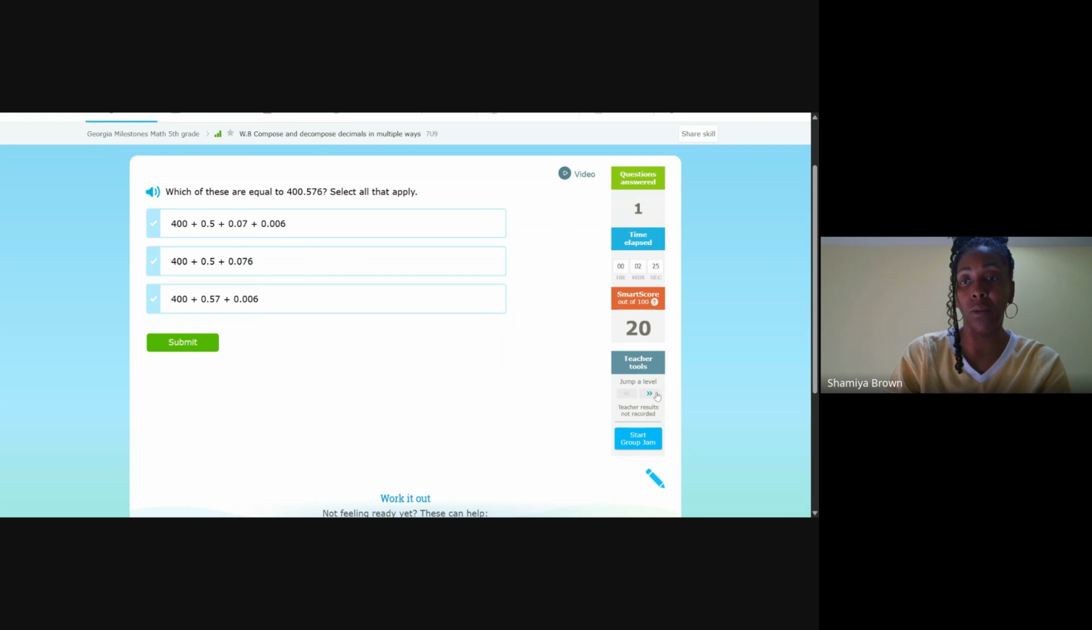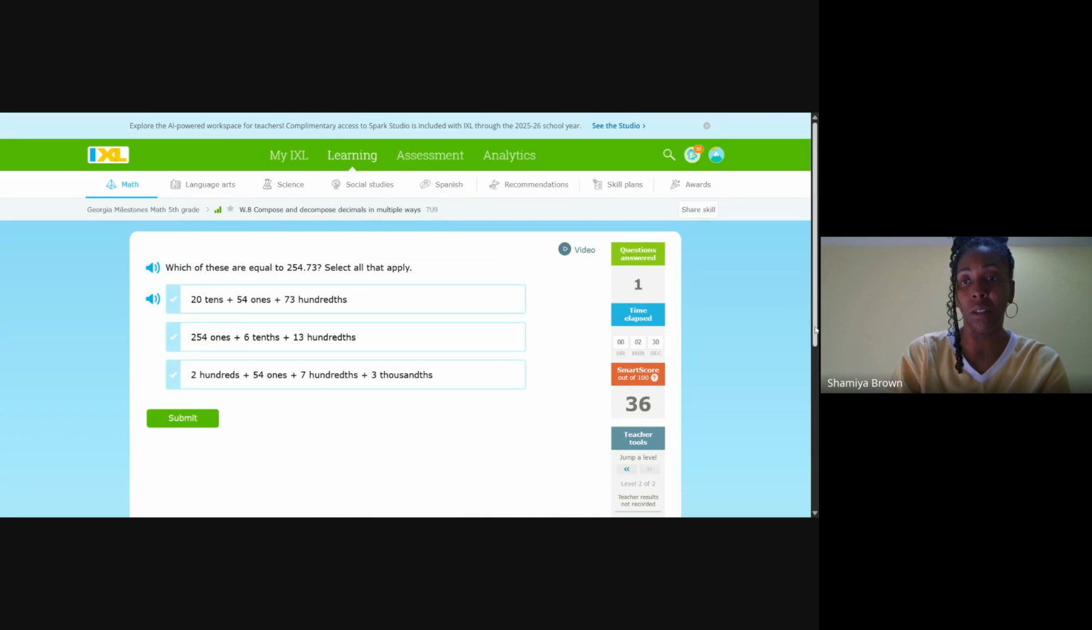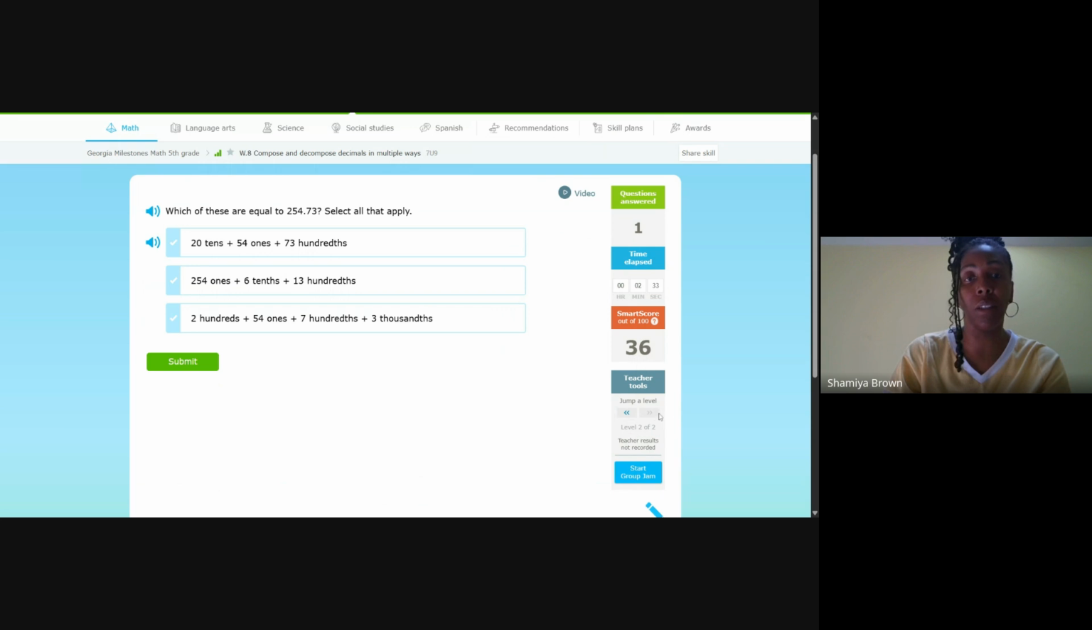And I'm already on the second level. Yep, this is level 2. Okay, so it says, which of these are equal to 254 and 73 hundredths? I have this one that says 20 tens plus 54 ones, but 20 tens plus 54 ones is going to equal 254. So that is right.